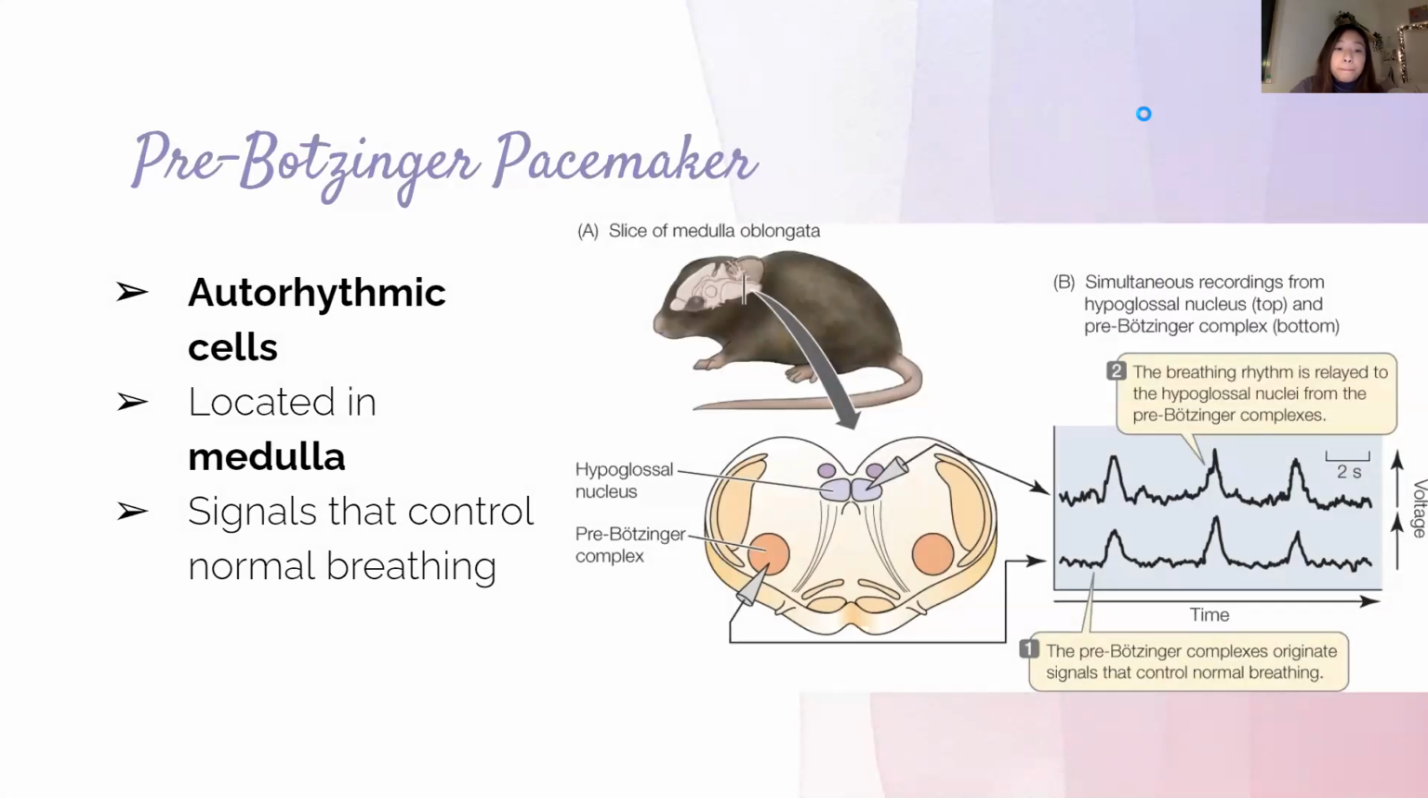So the pre-Bötzinger pacemakers are autorhythmic cells located in the medulla that provide signals that control normal breathing. And we can actually track their location and visualize how these pacemaker cells work with electrodes.